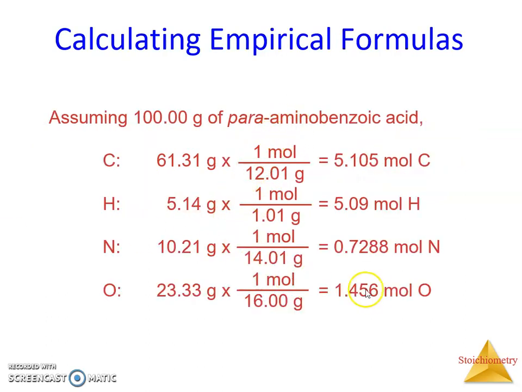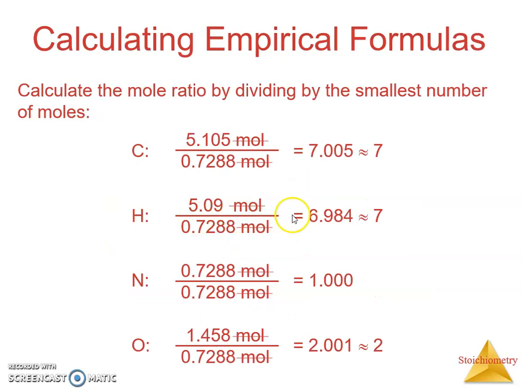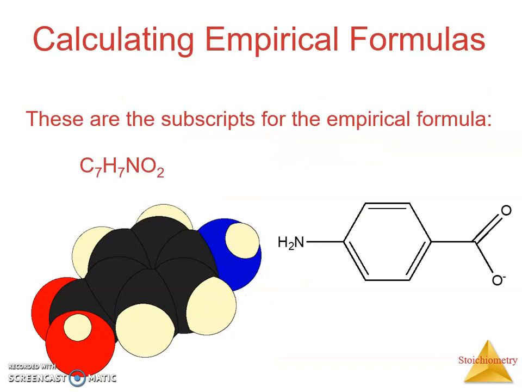So you can calculate like this. Then this is the formula. These are the substances for the empirical formula: C7H7NO2.